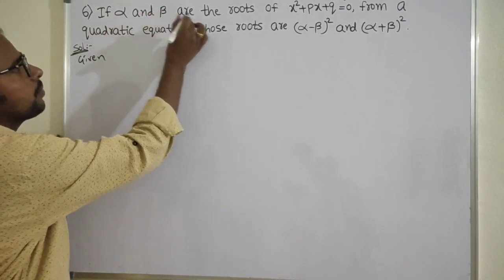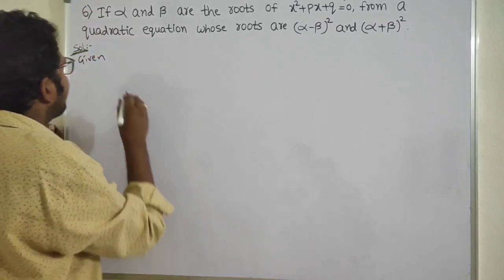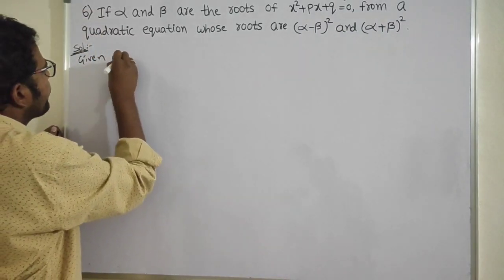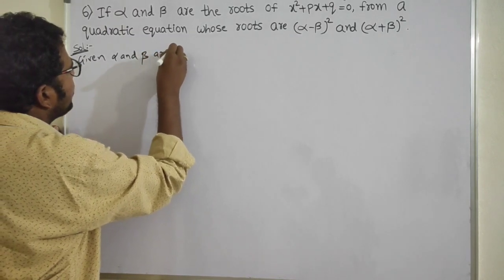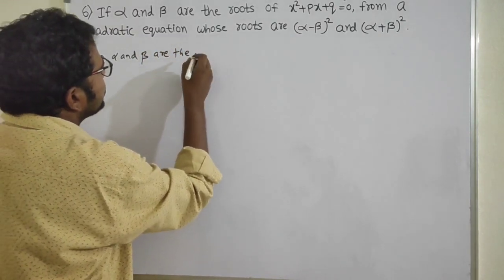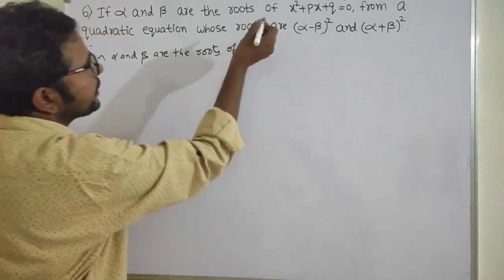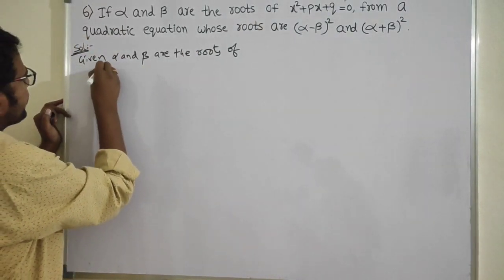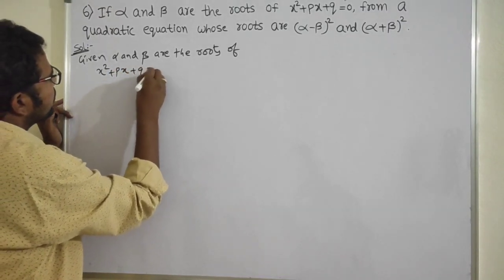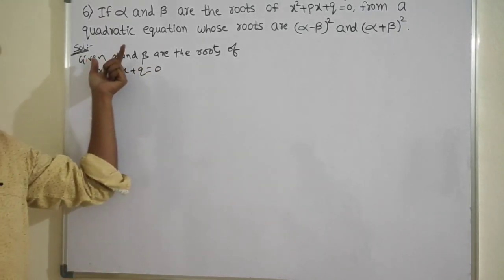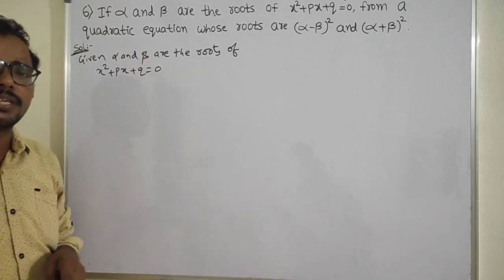Given alpha and beta are the roots of x square plus px plus q equals to 0.